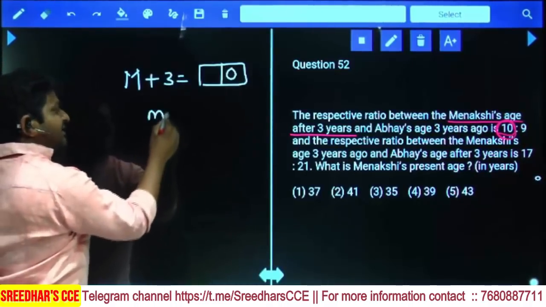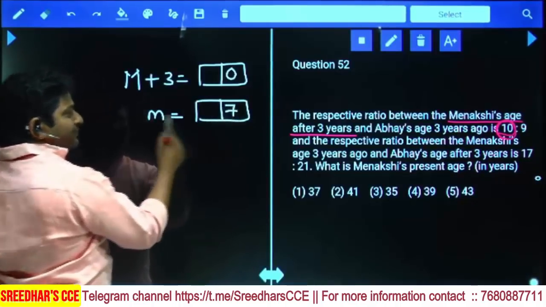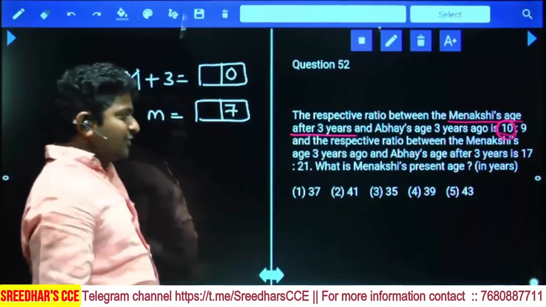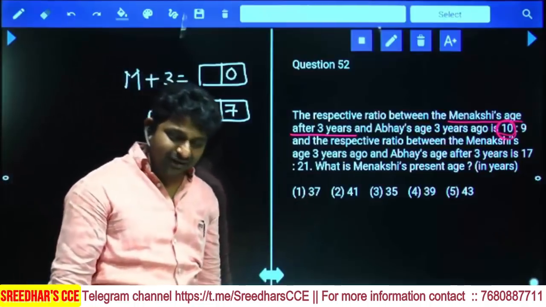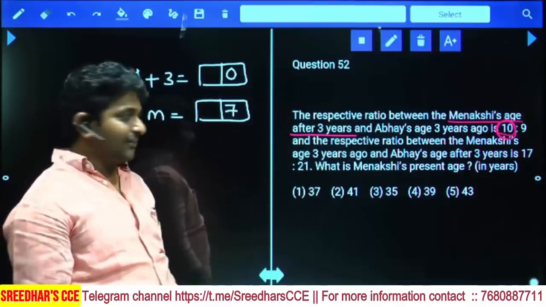Then Meenakshi's age should definitely end with 7 only. If Meenakshi's age is ending with 7, 7 plus 3 only ends with 0. So Meenakshi's age should definitely end with 7. There is only one option, 37. Suppose if multiple options are there, you still have another condition.